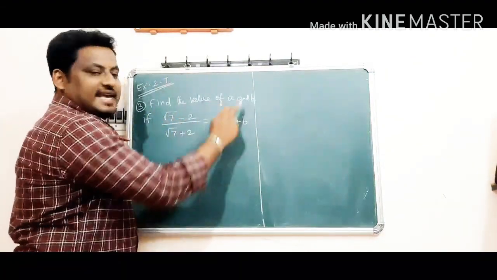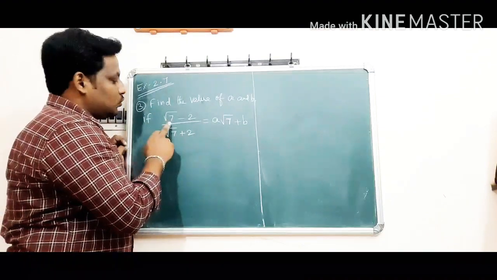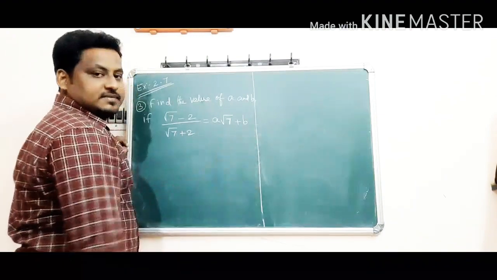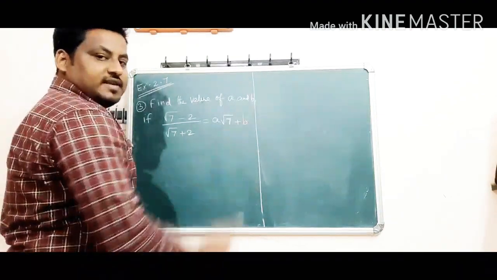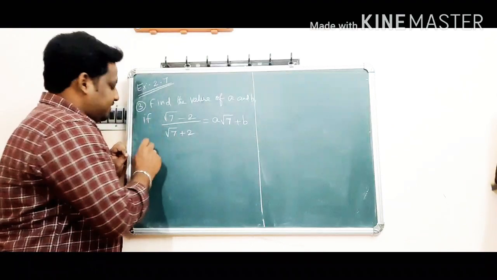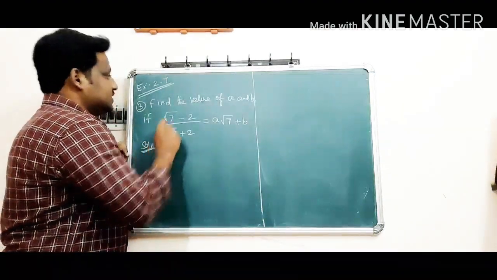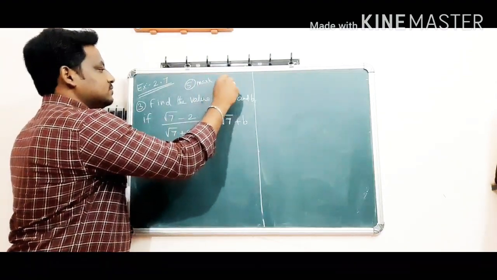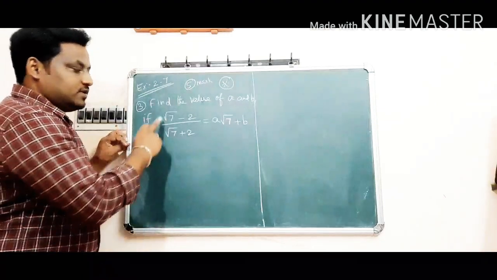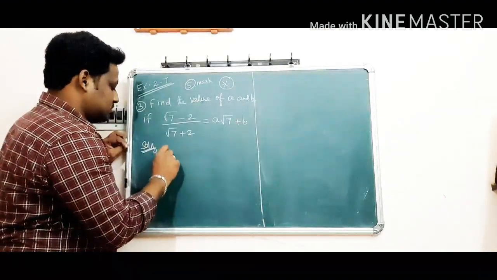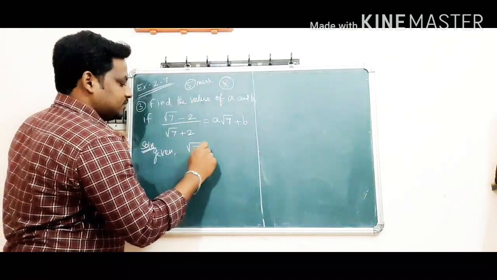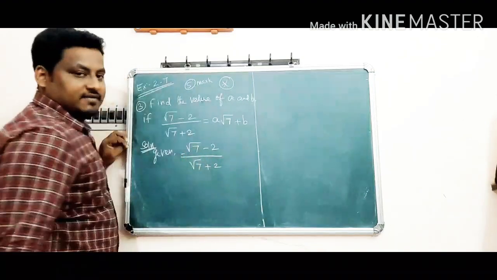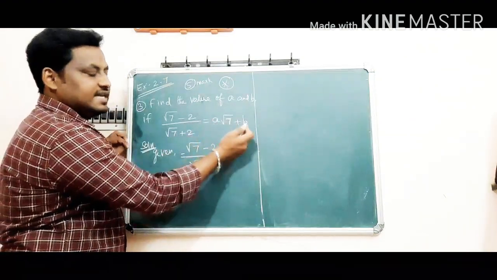Find the value of a and b. If (root 7 minus 2) divided by (root 7 plus 2) is equal to a root 7 plus b, you have to find out the value of a and b. So what is given? This is a very important 5-mark question. So listen carefully. What is given? Root 7 minus 2 divided by root 7 plus 2. This is given, and the right hand side value is a root 7 plus b.